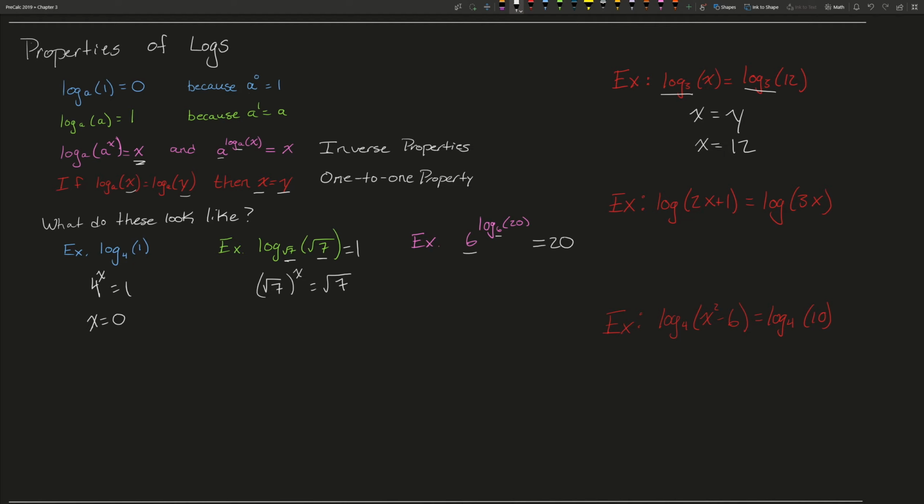In the next example, we have log base 10, because there is no base, of 2x plus 1 is equal to log of 3x. Again, because they have the same base, we know their insides must be equal. So in this case, we can just set 2x plus 1 equal to 3x and solve as we normally would. So if we subtract 2x from both sides, we get 1 is equal to x.